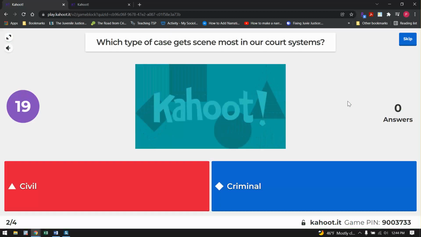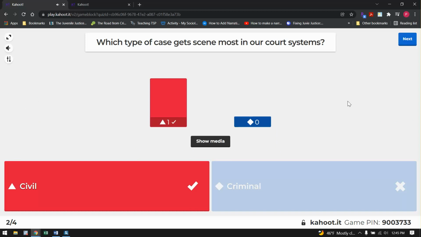Question 2 is asking you to decipher which type of case gets seen most in our courts. Is it civil or criminal? Now, we spent most of our time talking about criminal courts. However, civil courts tend to have far more cases. And we talked about why that is when we got into Lecture 2, in terms of the issue of plea bargaining, which prevents most cases from coming to the court system and going to trial. So we get far more civil cases through our system than we do criminal.